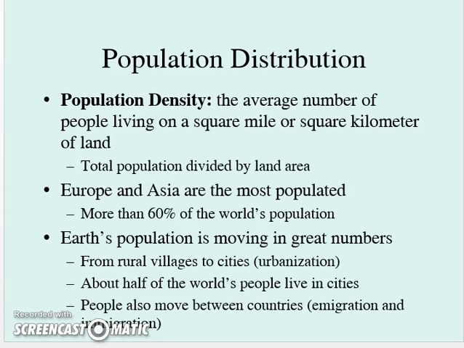Earth's population is moving all the time, and they move in great numbers. For instance, through migration, they go to cities. They move from rural villages, they migrate to cities, and this is called urbanization, the cities that are getting bigger. About half of the world's population today lives in cities. People also move between countries, and we call that emigration and immigration.